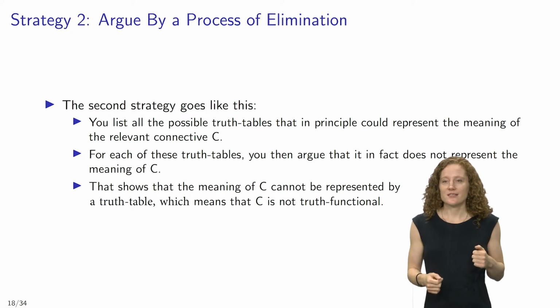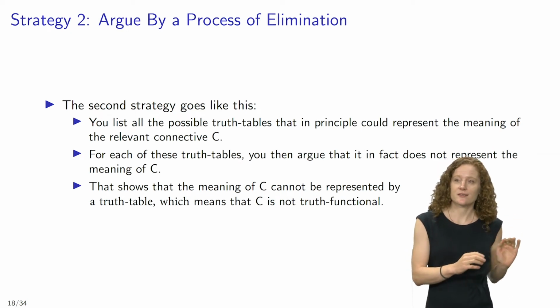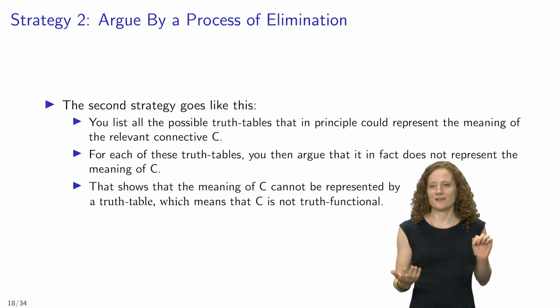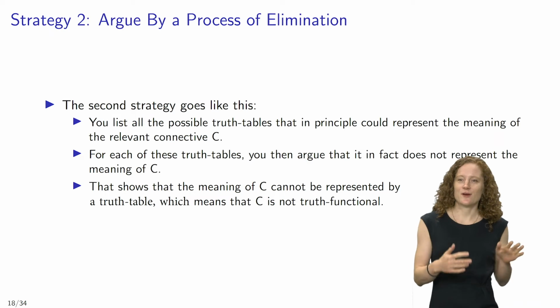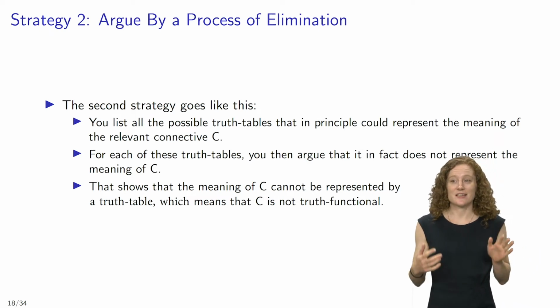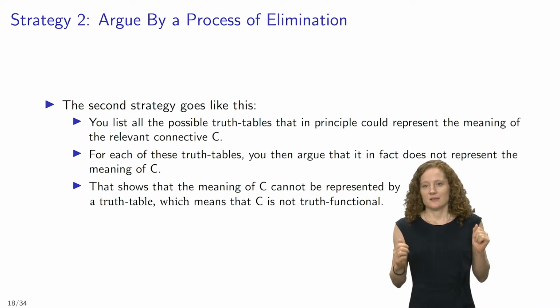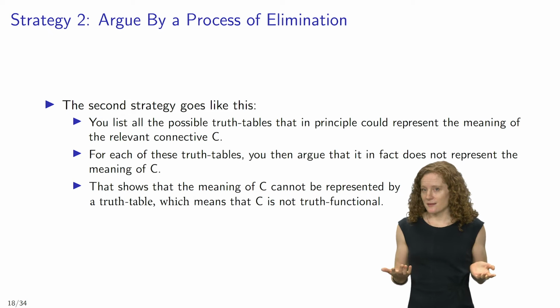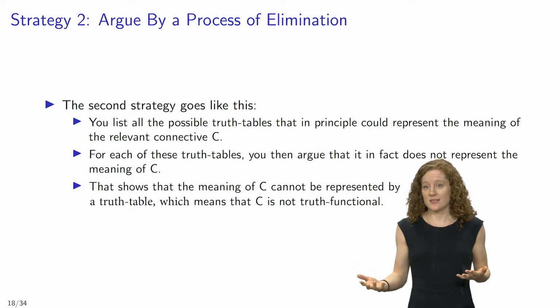First, you list all the possible truth tables that in principle could represent the meaning of the relevant connective C. Second, for each of these truth tables, you then argue that it in fact does not represent the meaning of C. And when you are successful at that, that shows that the meaning of C cannot be represented by a truth table, which means that C is not truth functional.